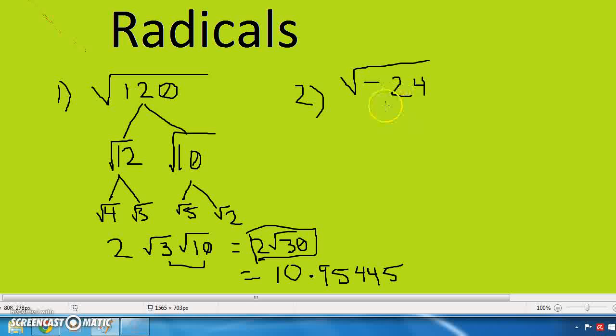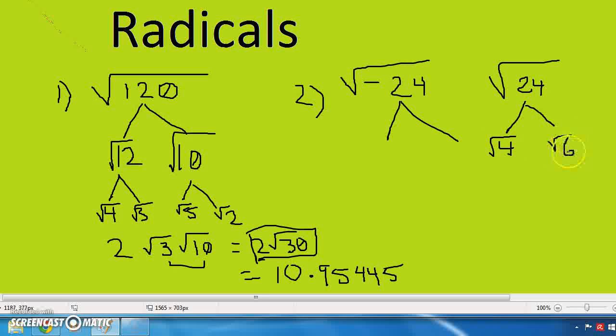Now, I hope you didn't forget how to do imaginary numbers, so let's just do this. Same way, factor them, but obviously no integer, or any number for that matter, times itself will give you a negative number, so just pretend that's not there. We're not going to factor that, obviously. We'll factor this, though. And what do we get? Square root of 4 and square root of 6. And like we said, 6 can't be reduced, but 4 can. 4 is a perfect square, and you get 2 root 6.